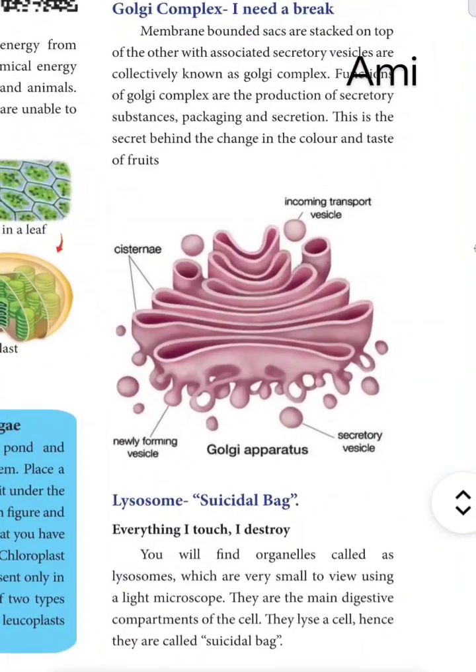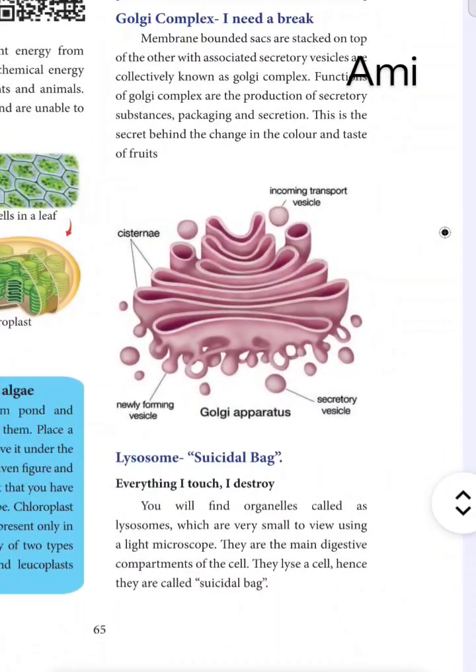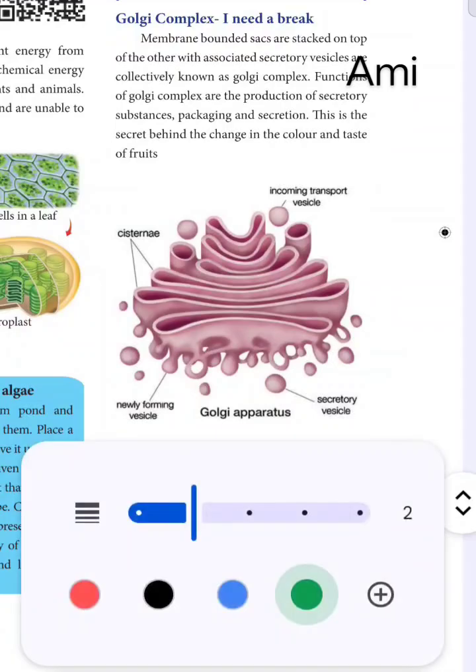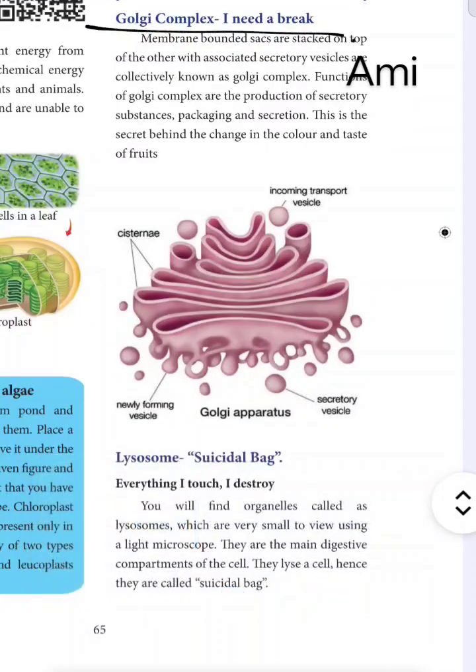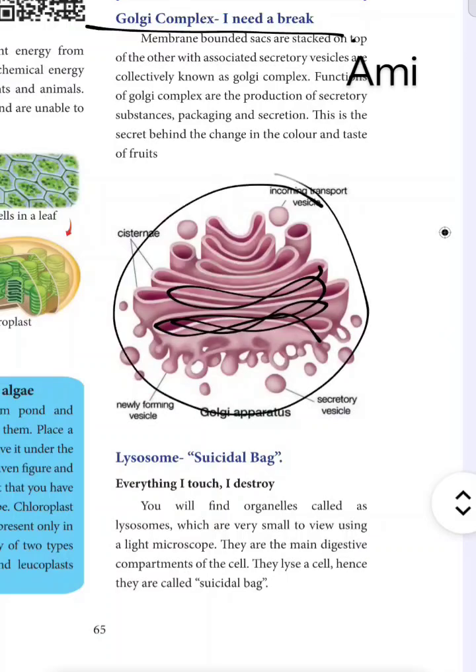Now the next organelle which is present is the Golgi complex. Why is it given like that? Because the membrane bound sacs are stacked on top, and they are the secretory vesicles. So here the function is storage, packaging and secretion. So they are secretory in function.